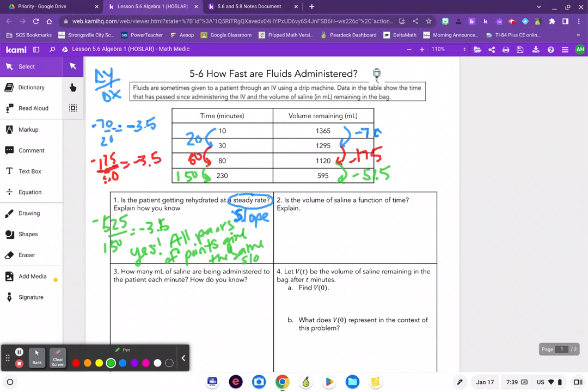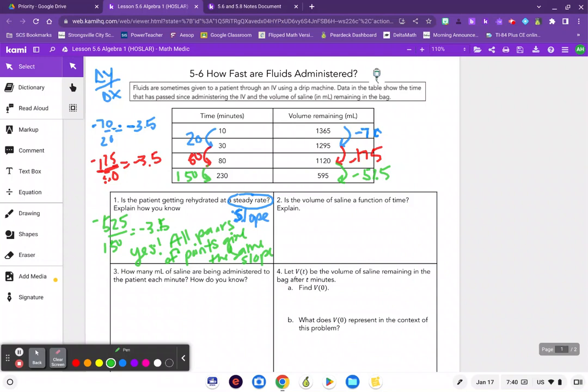If my slope would have been different between one of the pairs of points, then the answer would be no, because I'm not getting the same amount per minute over some interval of time. And so in order to determine whether you are changing at a steady rate, you have to find if the slope is remaining the same throughout the entire period of time.